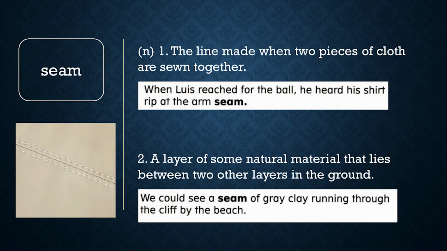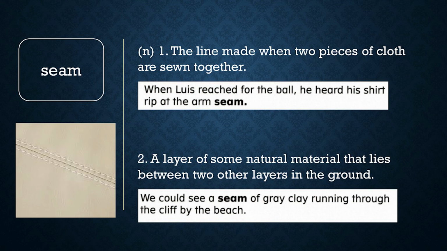Seam. Say seam. Seam has 2 meanings. A seam is the line made when 2 pieces of cloth are sewn together. When Luis reached for the ball, he heard his shirt rip at the arm seam.